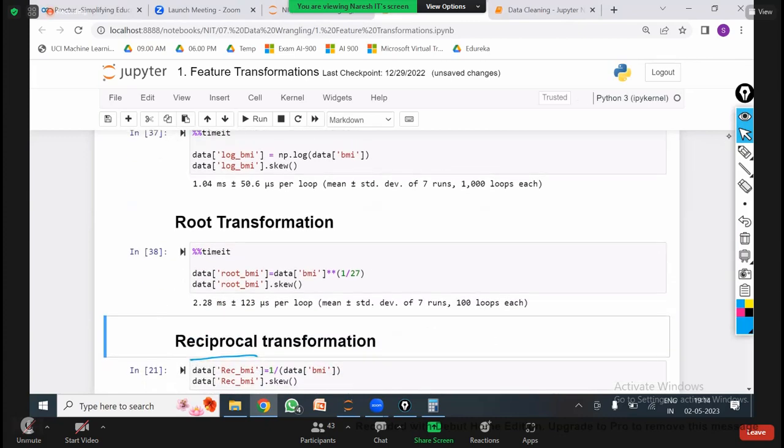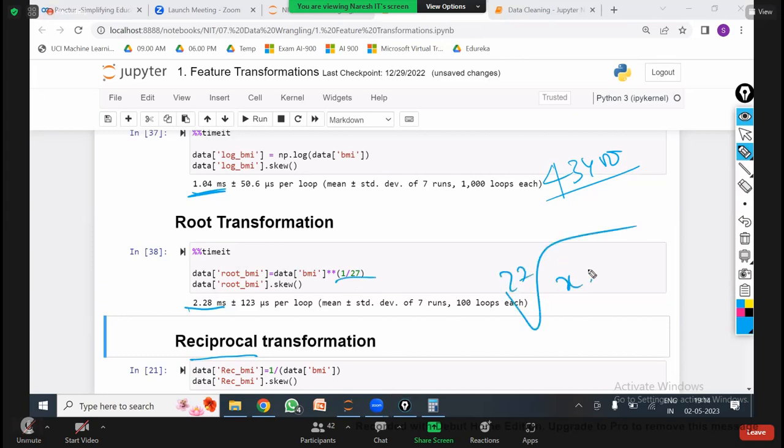Now for this cell, it is 2.28 milliseconds each time. How many records are there? 43,400 records. For each record to convert, it is taking 1.04 milliseconds, and 2.28 milliseconds for each record to convert to the 27th root. For converting to log, it is taking 1.04 milliseconds.